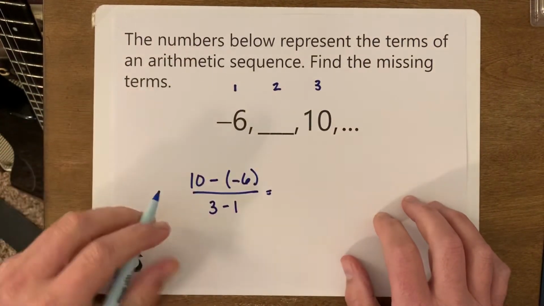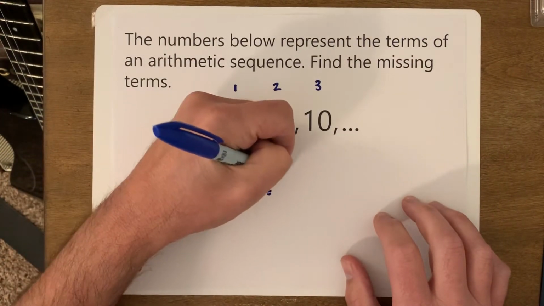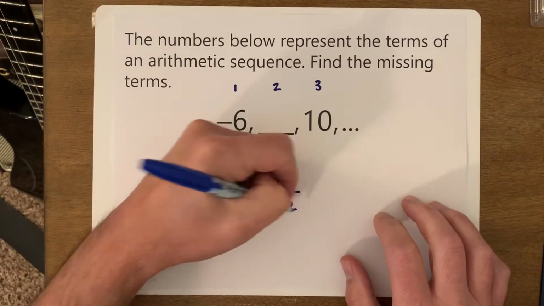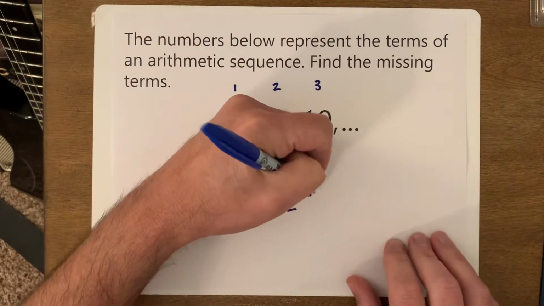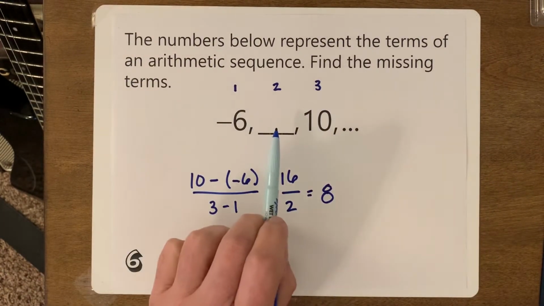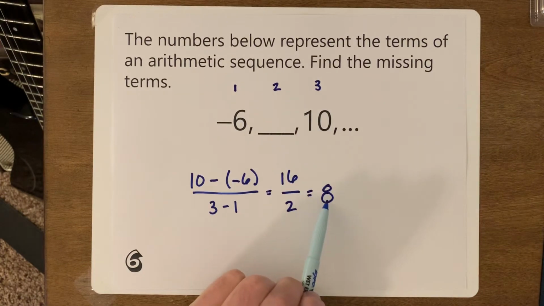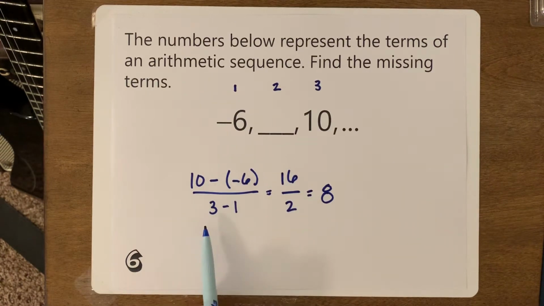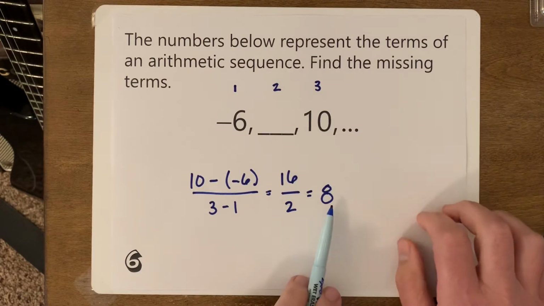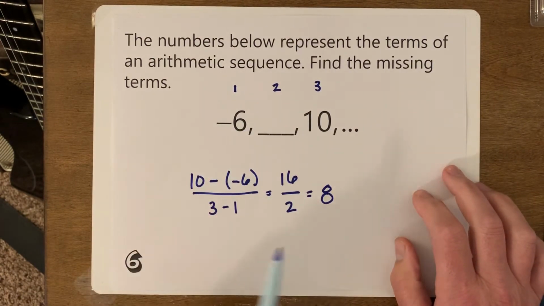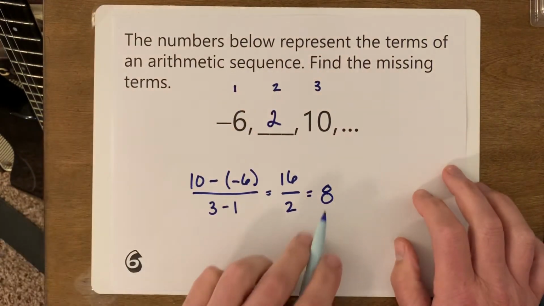So now we get 10 minus negative 6, which is positive 16. Two negatives make a positive. 3 minus 1 is 2. And so then 16 divided by 2 is 8. Okay, so what did we find when we said 8? Well, what we found is not the number that goes there. What we found was the common difference. Because this is a lot like when we talked about average rate of change in our other video. So what we're doing is we're adding 8 every time. So let's see if that works. Negative 6 plus 8 would be 2. Another 8 would be 10.